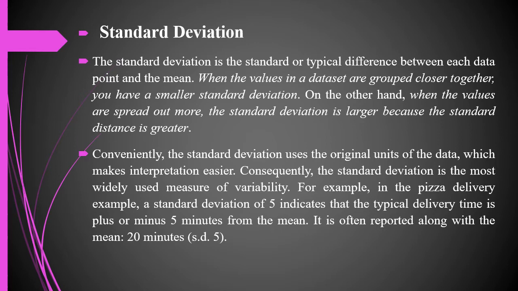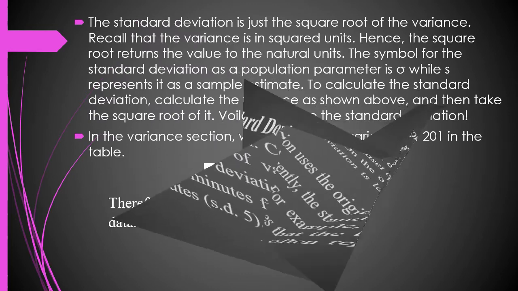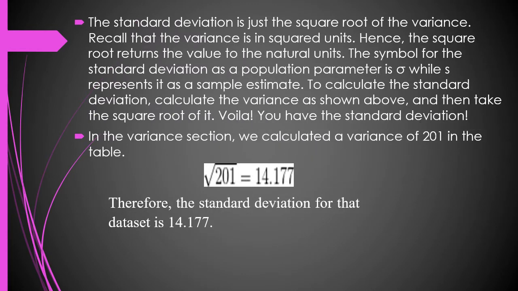For example, in the pizza delivery example, a standard deviation of 5 indicates that the typical delivery time is plus or minus 5 minutes from the mean. It is often reported along with the mean: 20 minutes, with a standard deviation of 5. The standard deviation is just the square root of the variance. Recall that the variance is in squared units, hence the square root returns the value to natural units.